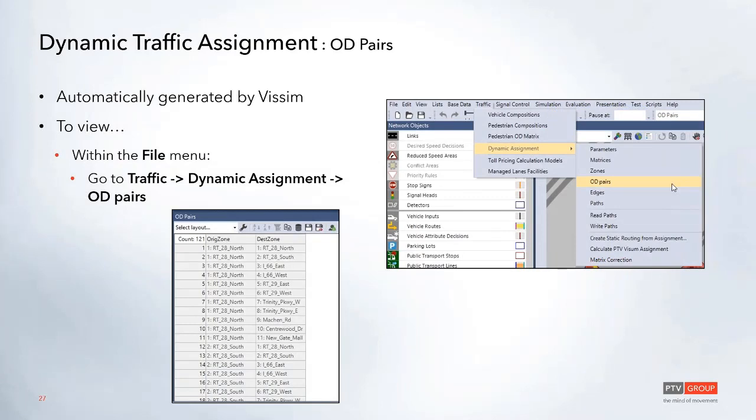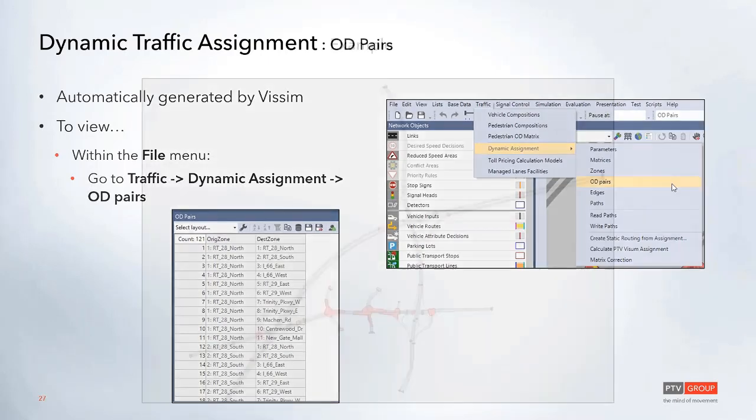So to view the list of OD pairs, again, you'll go to Traffic Dynamic Assignment and then select OD pairs object. And this will just open up a list of all the OD pairs that exist. And then when this really will come into play is when you go to the evaluation menu, where you can actually view the different results for each of these pairs. And this is another topic that we're going to cover more during part 3 when we look at the results.